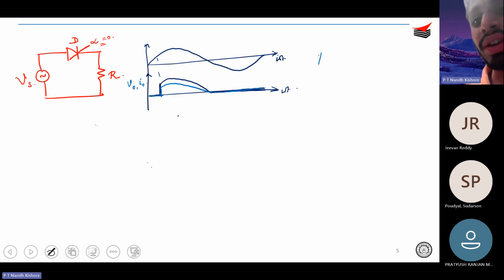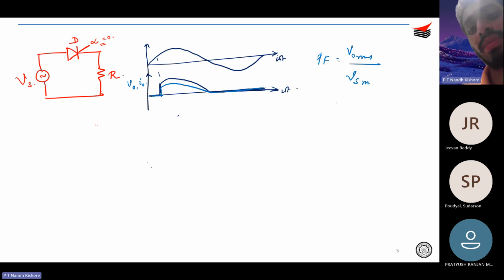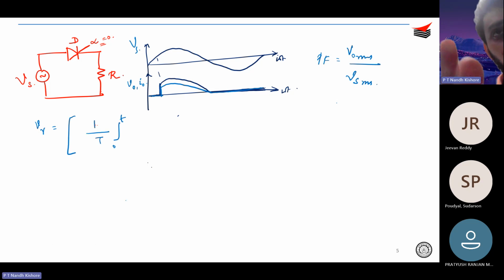So the idea is, as I told, power factor is V naught RMS over Vs RMS. So the point is you just need to find out the RMS of this particular waveform, and then you are done with the problem, right? So what is the RMS value? By definition, Vrms is given by 1 by T integral 0 to T, whatever is the period, I will write it as t1 to t2, and then whatever is the function, so V naught square d omega t.